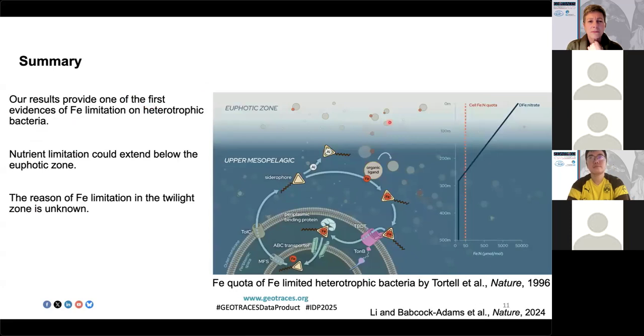In the nitracline, nitrogen increased by a factor of 1,000, whereas iron only increased by a factor of 5, leading to a decrease of iron to nitrogen ratio with depth. Thanks to the IDP, we can calculate the iron to nitrogen ratio in the twilight zone of the global ocean, and we found that in most of the region, the ratio is lower than the minimum required quota for heterotrophic bacteria, which potentially leads to microbial iron limitation and siderophore production as a response.